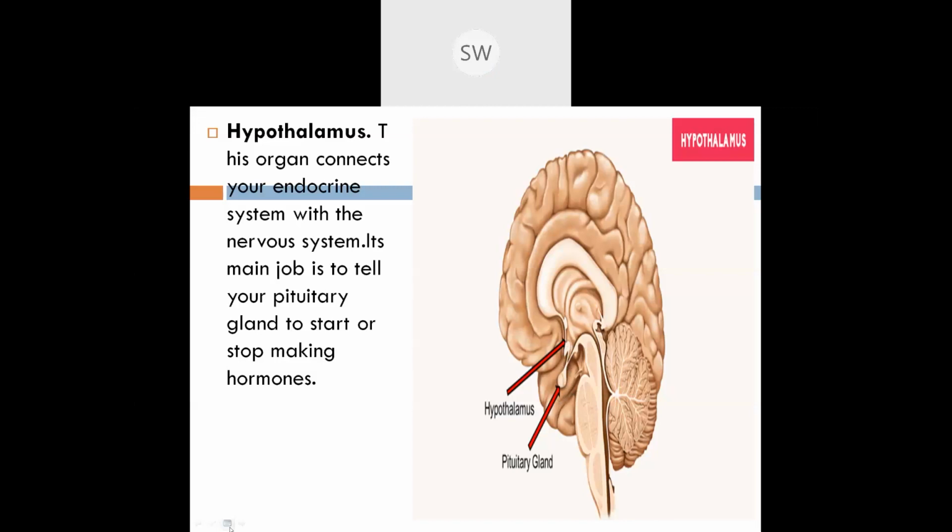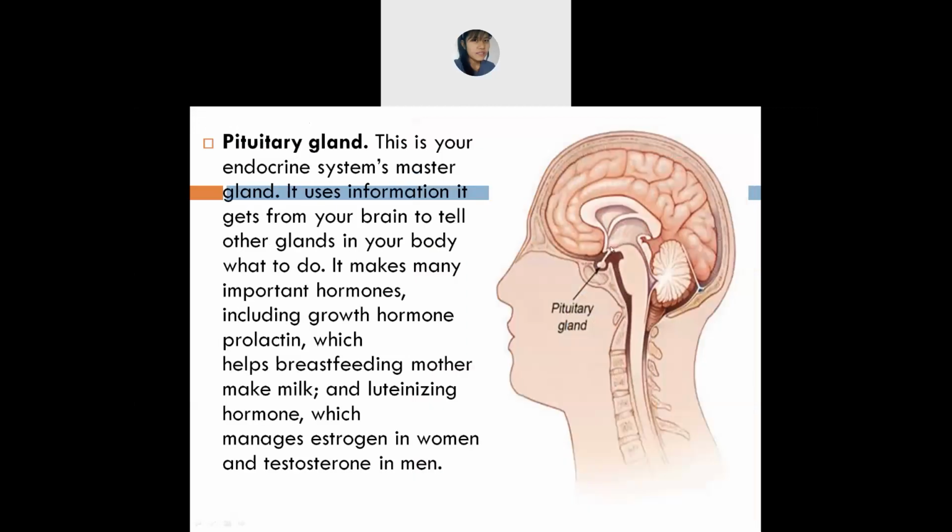Yes, ma'am. Okay, next is the pituitary gland. Just below the hypothalamus, you will find the pituitary gland. What is the function of this pituitary gland? It is the master gland in the endocrine system. It uses information it gets from your brain to tell other glands in your body what to do. As I've already said, since it is connected with the nervous system, it will send information to other glands about what type of hormones they will release, and what amount of hormones they will release in different parts of your body. These pituitary glands are also responsible for making hormones, including growth hormone.